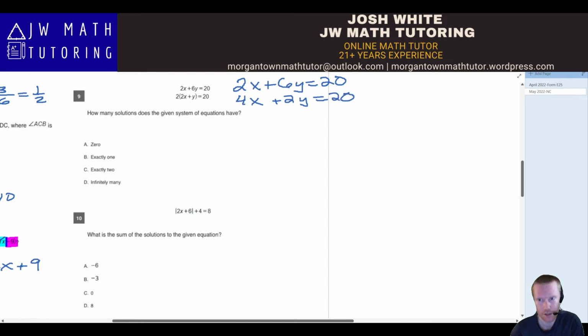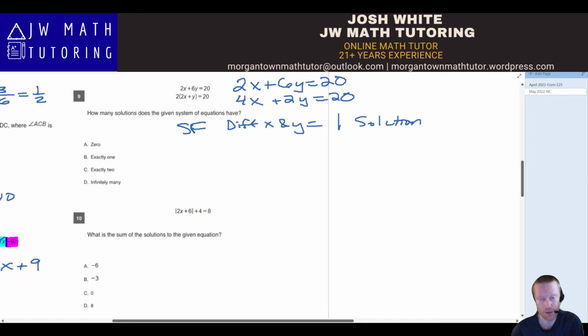All right, so just a quick review. Here's how you can tell how many solutions the system of equations will have, and this is when both of the lines are in standard form: Ax plus By equals C. If there are different x and y multipliers, or different scale factors, I'll call it scale factor, if it's different for x and y, then it's exactly one solution.